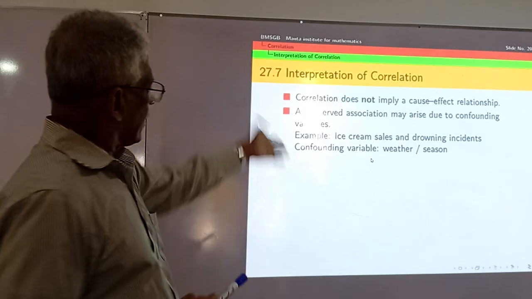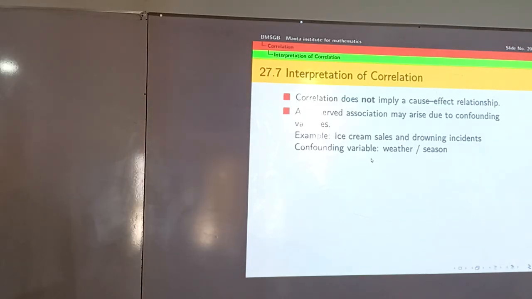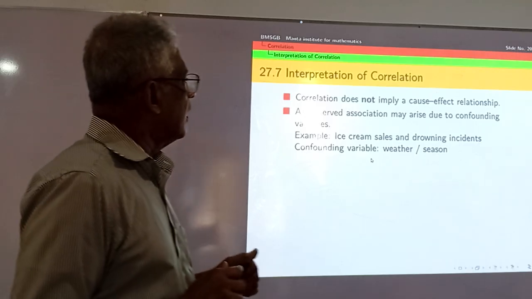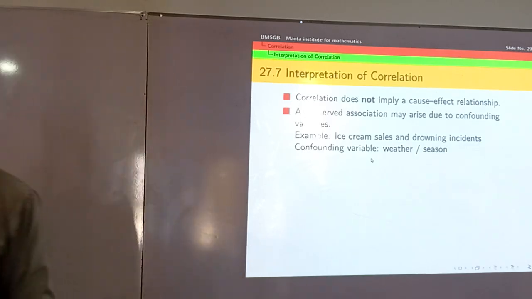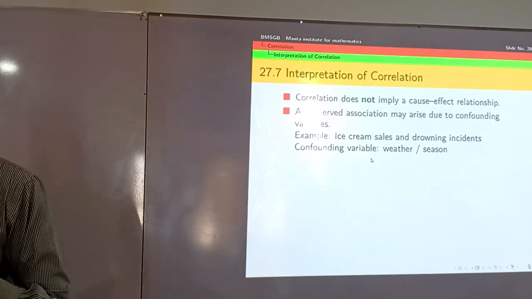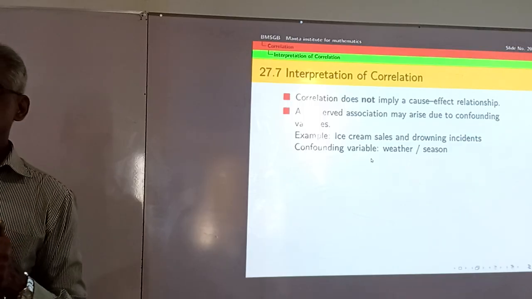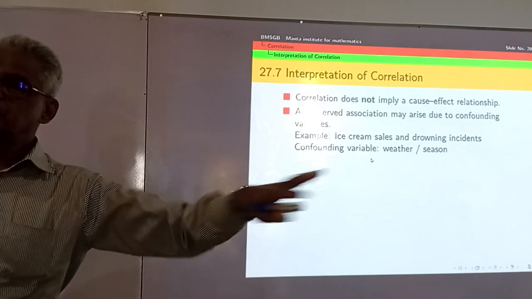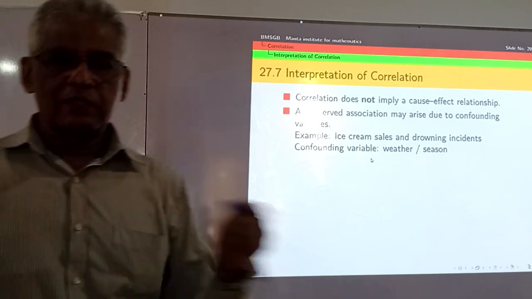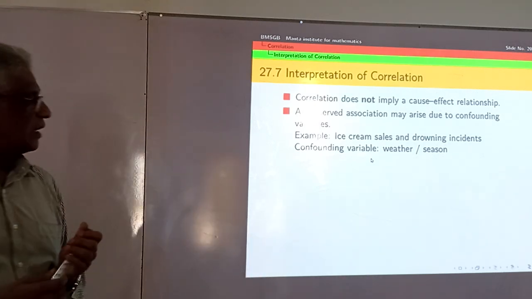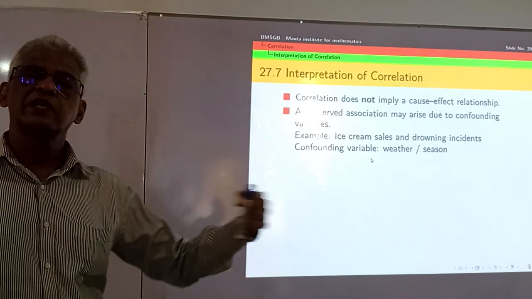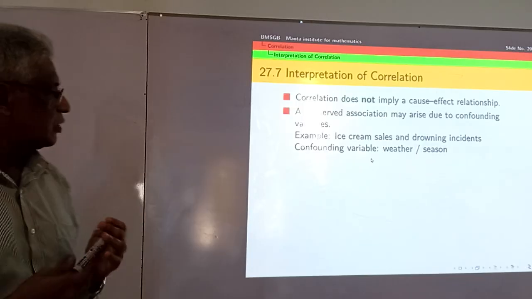For example, this spurious type of association can arise due to several reasons. One reason is confounding. If there is a third variable which is related to both of these variables, then it might look like there is a relationship between the two original variables.